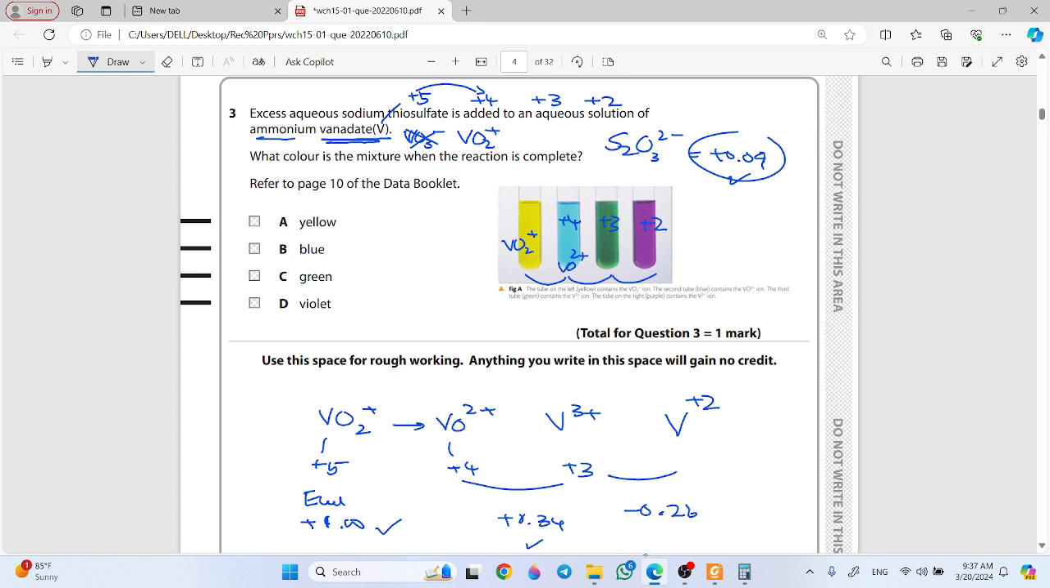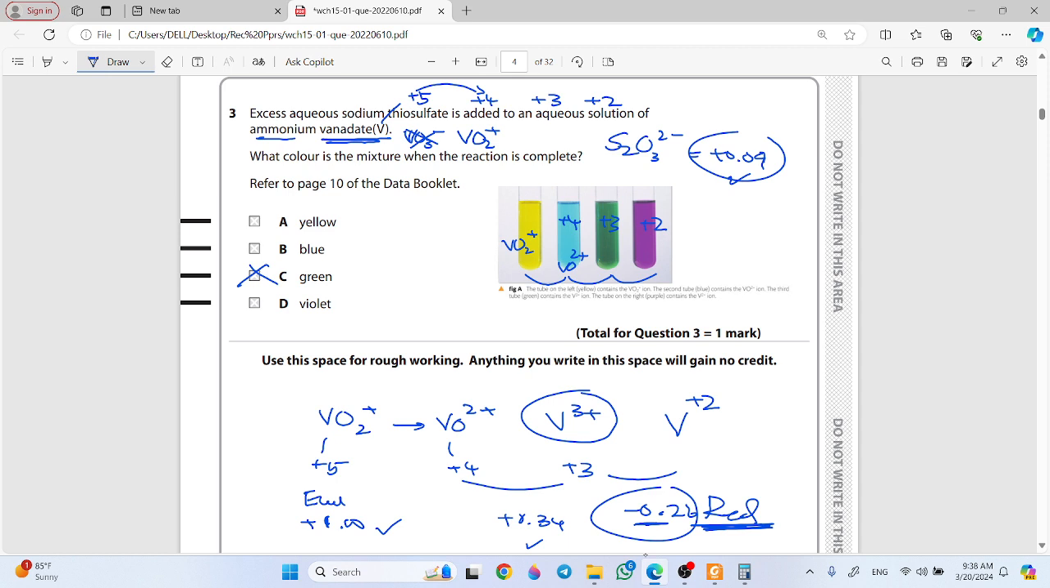So this one cannot be reduced further, because this E cell value is more negative than that S2O3 E cell value. In order to know about feasibility of a reaction, a reaction is feasible when the E cell value is positive only. Since this E cell value is negative, children, the reaction will stop at V3 plus. That's why the final color would be green, right?